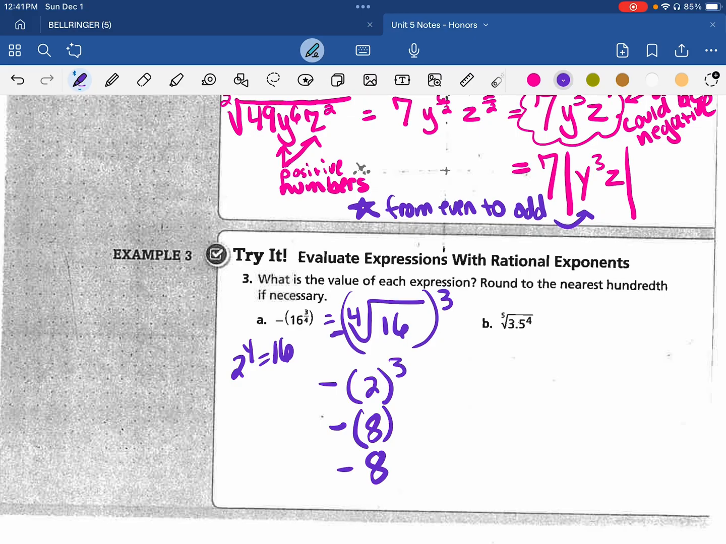But again, you could use your calculator, and you could type it in just like that, with parentheses and all, and it should give you negative 8.